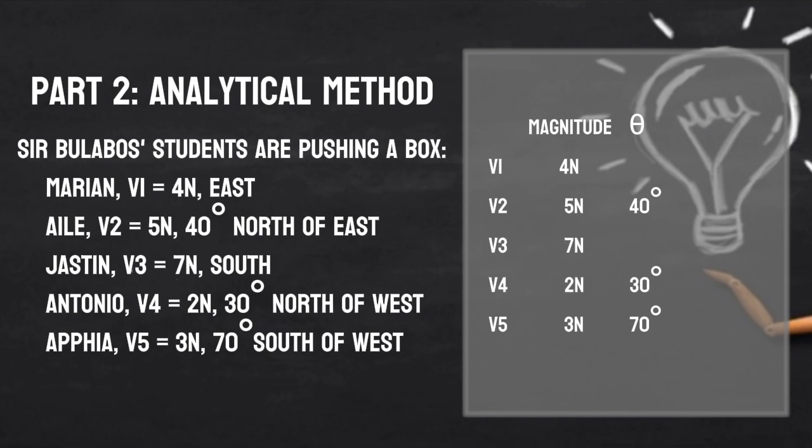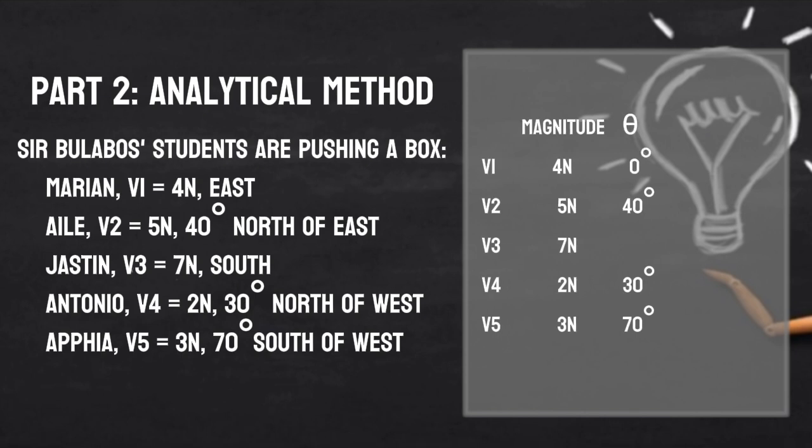So here the first vector is going east, and east means 0 degrees, so that is 0 degrees. The second vector, that's 40 degrees. The third vector is going south, and south means 90 degrees. The fourth vector is 30 degrees, and the fifth vector is 70 degrees.